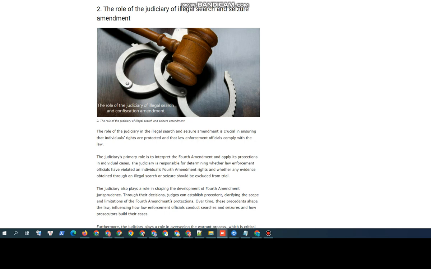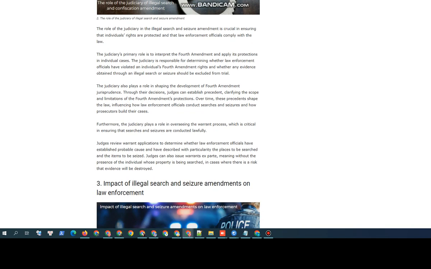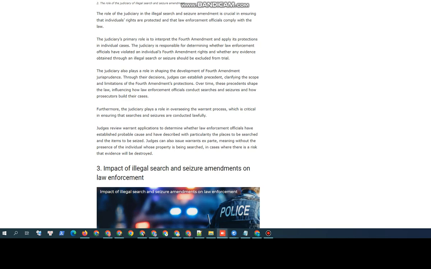The judiciary also plays a role in shaping the development of Fourth Amendment jurisprudence. Through their decisions, judges can establish precedent, clarifying the scope and limitations of the Fourth Amendment's protections. Over time, these precedents shape the law, influencing how law enforcement officials conduct searches and seizures and how prosecutors build their cases. Furthermore, the judiciary plays a role in overseeing the warrant process, which is critical in ensuring that searches and seizures are conducted lawfully.